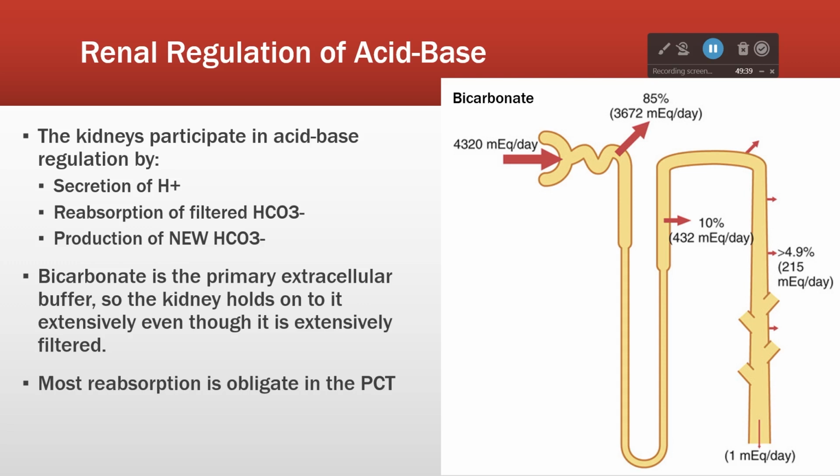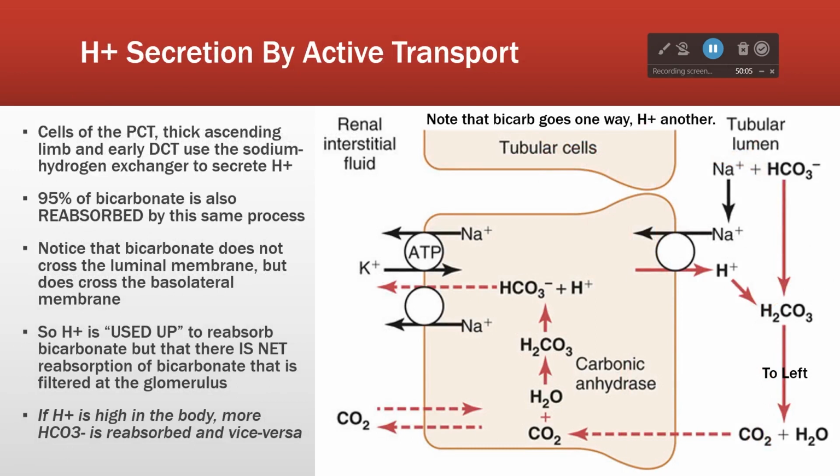Because bicarbonate can be blown off, as I like to say, in other words, the CO2 can be removed and blown into the air and make the hydrogen ion into water, bicarbonate is held onto by the kidney because it's an effective base. It's a volatile base. So most reabsorption is obligate in the PCT, but there is regulatable absorption in the later nephron. Okay, so the cells of the proximal convoluted tubule, the thick ascending limb, and the early DCT all use this sodium hydrogen exchanger.